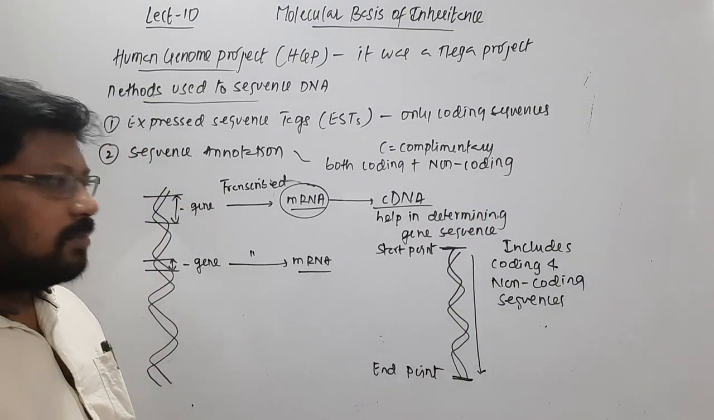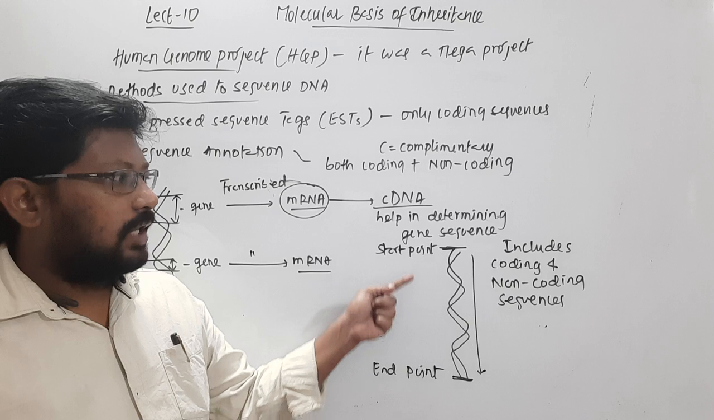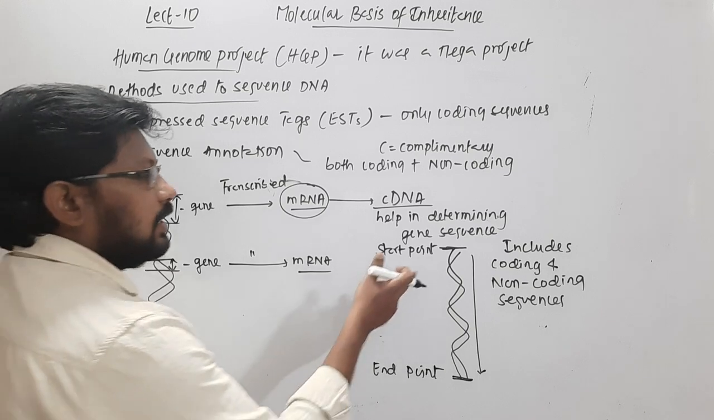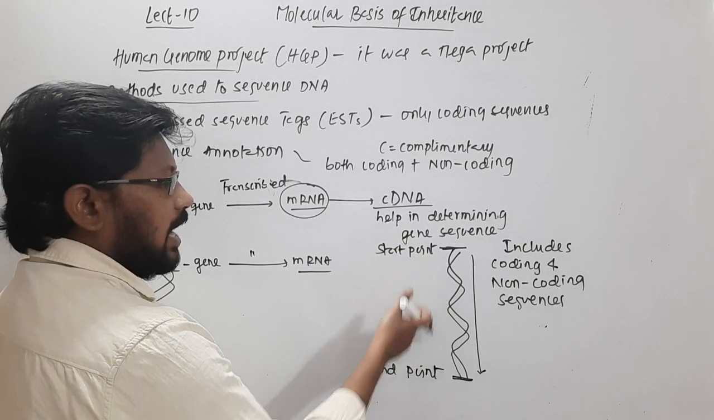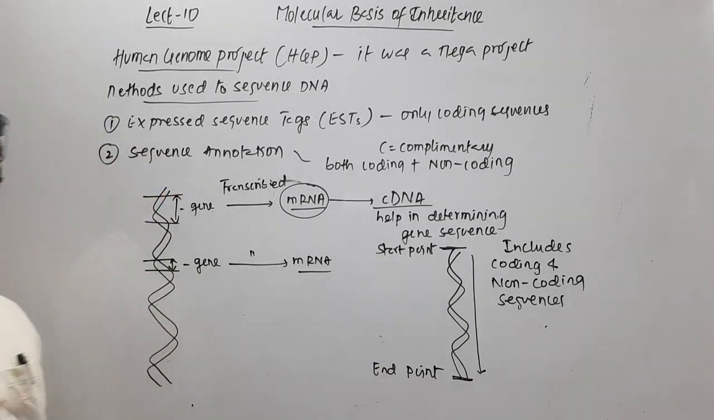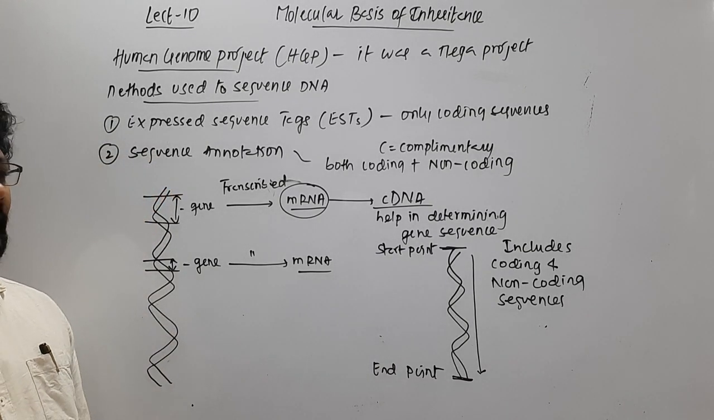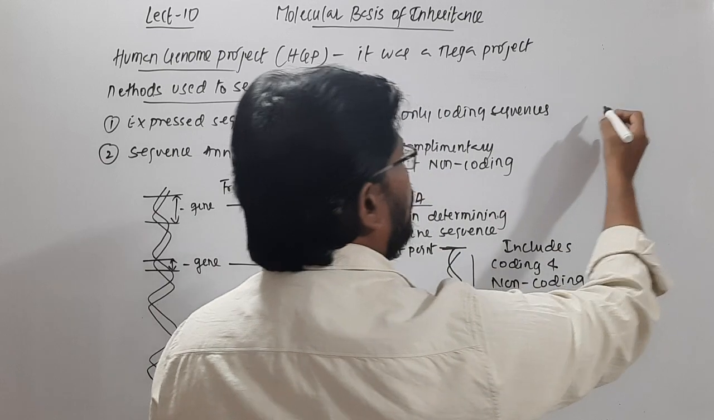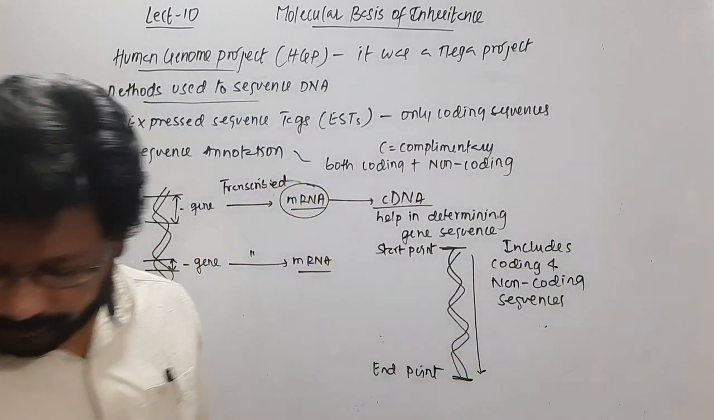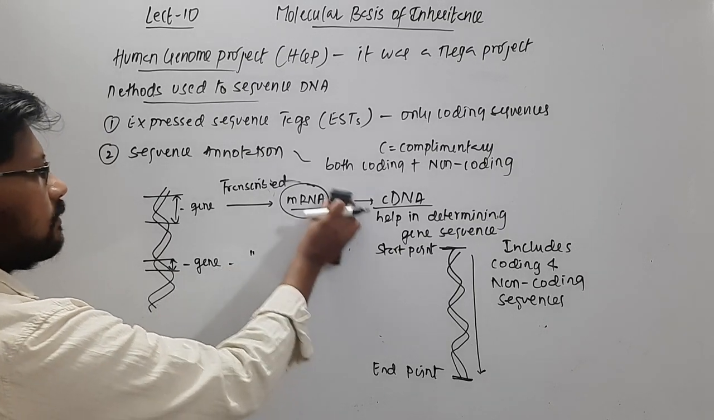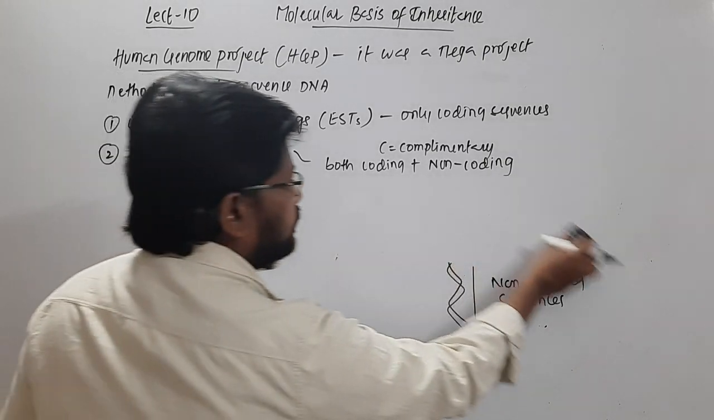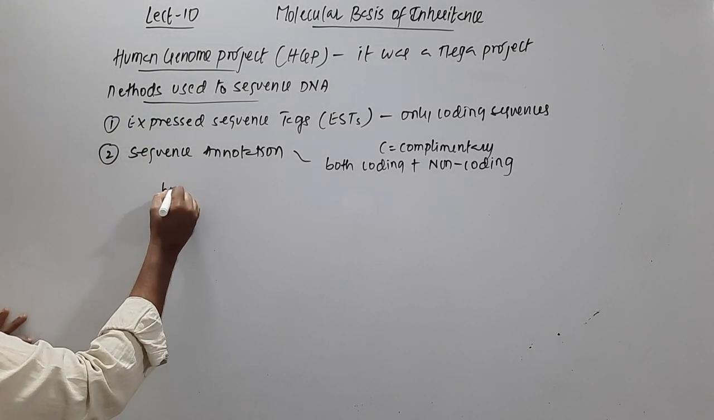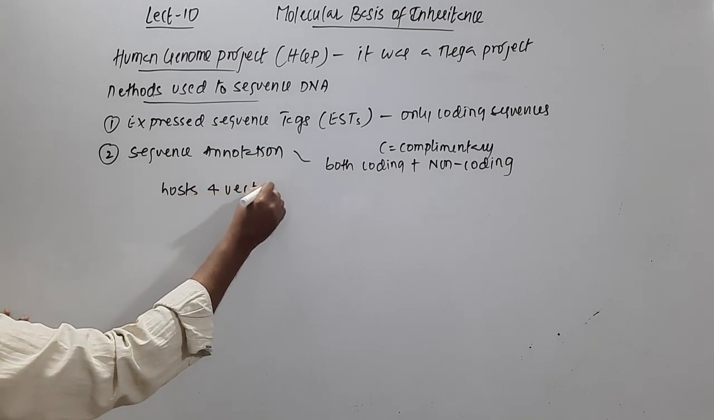Now, one problem in sequence annotation is that you cannot sequence the whole DNA at once. So you need to break this DNA into fragments, and those fragments need to be cloned. And in this case, we require something called hosts and vectors. So in case of sequence annotation, we require hosts and vectors.